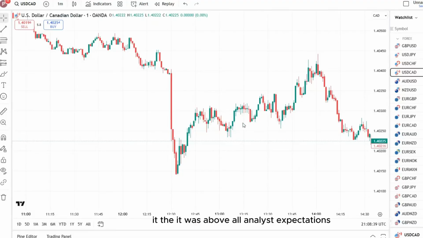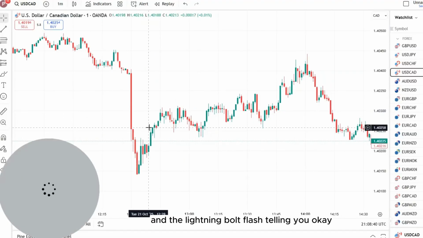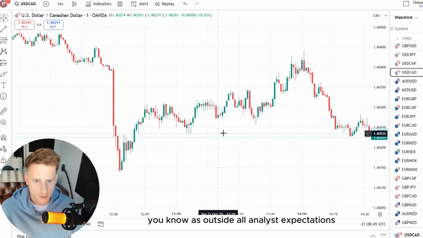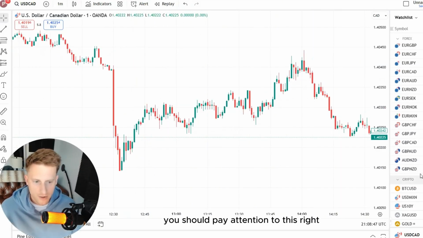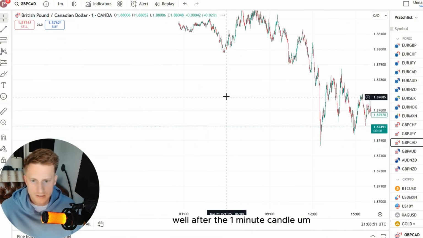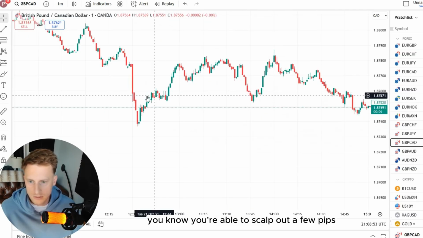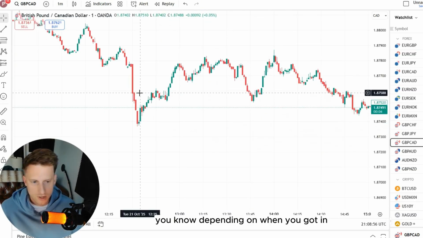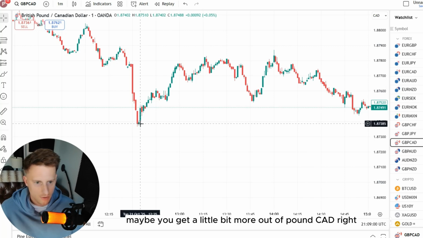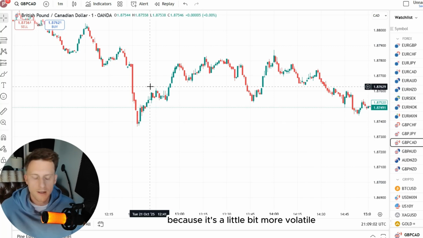So we go to the charts, and what do you see? Well, after the 1 minute candle, you're able to scalp out a few pips, depending on when you got in, and you look across the pairs. Pound CAD, maybe you get a little bit more out of pound CAD, because it's a little bit more volatile, and if you entered after the 1 minute candle, 87.58 down to like the 35. There's something in there, right?